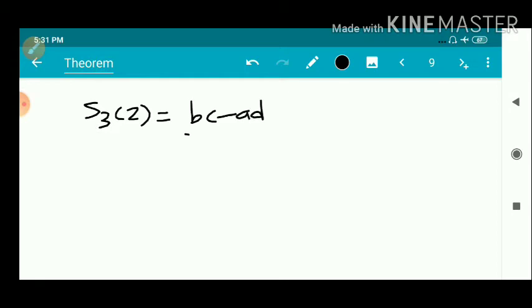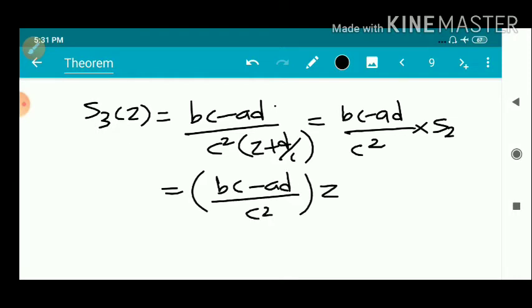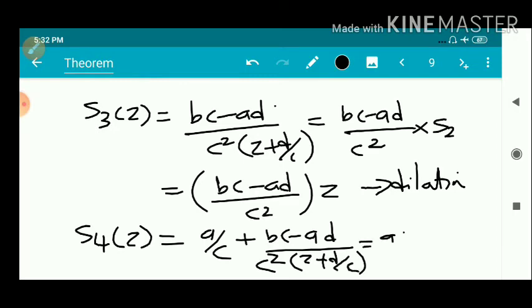BC minus AD by C square into (Z plus D by C), that can be written as (BC minus AD) by C square into 1 by (Z plus D by C), means it is S2, and S2 is a function of Z, therefore (BC minus AD) by C square into Z, which is a dilation. And one more, S4 of Z equal to the whole function A by C plus (BC minus AD) divided by C square into (Z plus D by C), that is equal to A by C plus, this is S3, and S3 is a function of Z, so we get A by C plus Z.